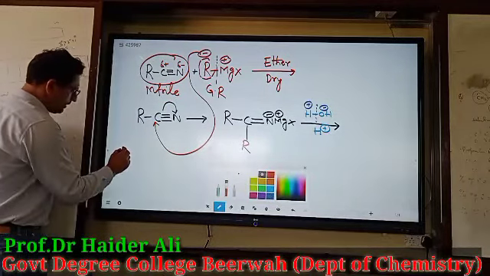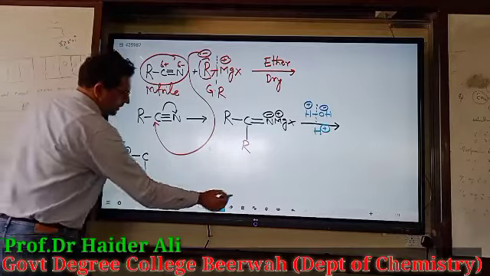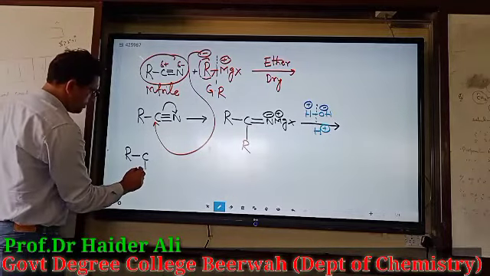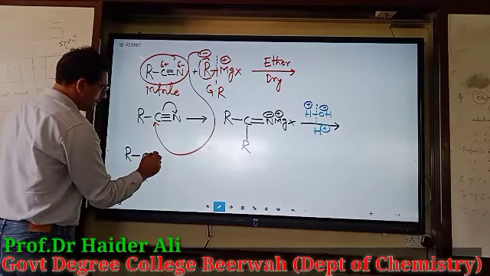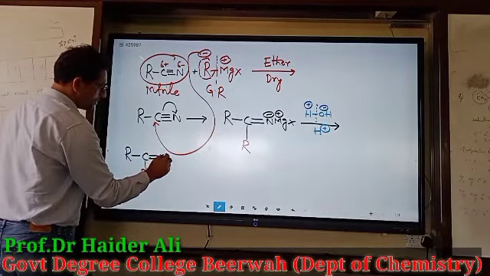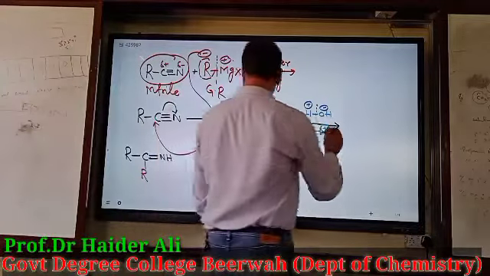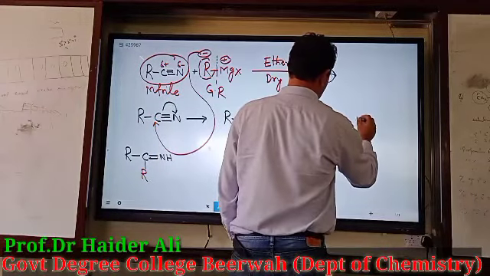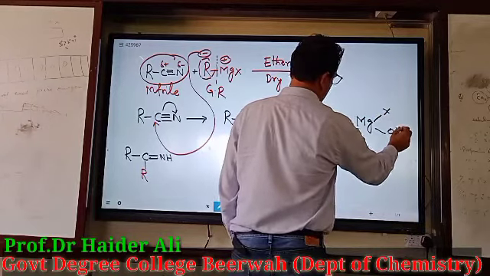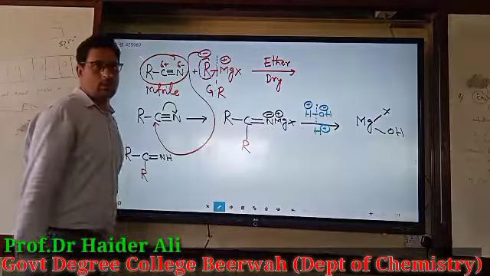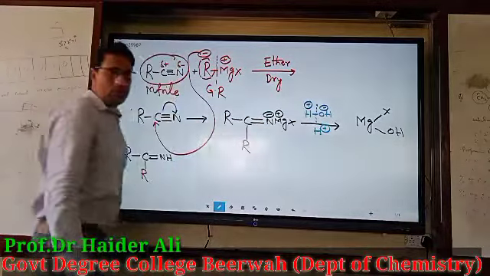You will get R, C, and this is R. This comes from the Grignard reagent, and now we have double bond and H. Fine. Along with, I'll write it here, emission of MgXOH. You got it? MgX and OH comes from the water.